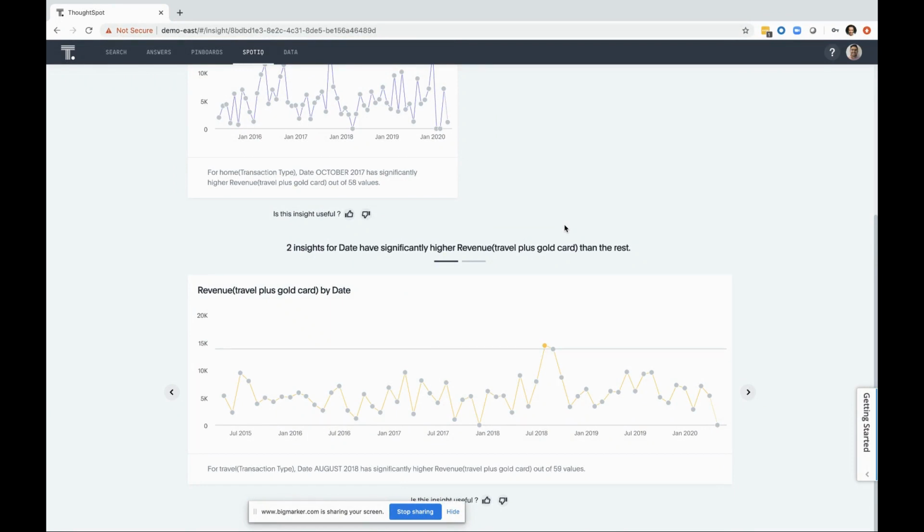Okay, I'm going to continue. I'm going to show you a few more examples with a different data set. I'm going to log out here, log back in with a different use case.